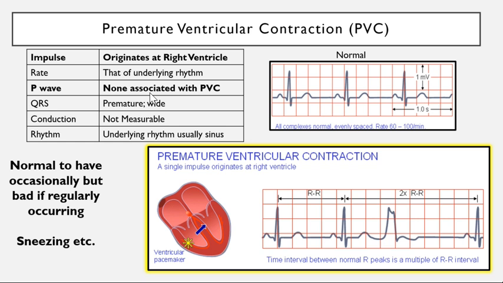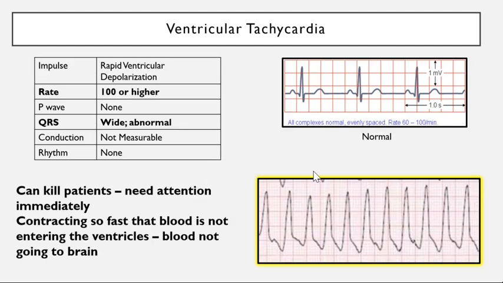There's a repolarization that happens, and then you go back to normal after that. Yeah, premature, wide, not measurable. So yeah, know what these look like.